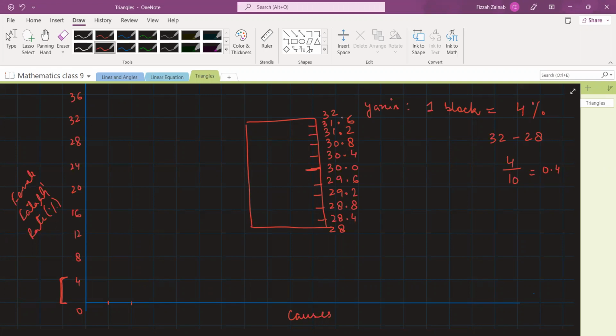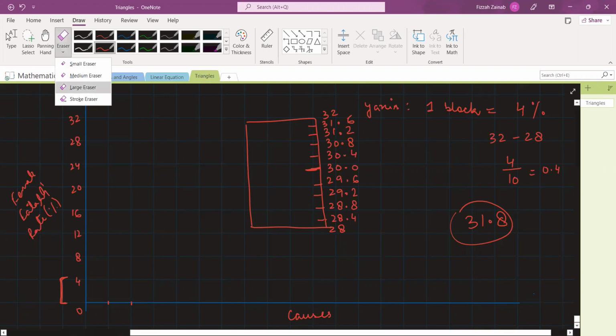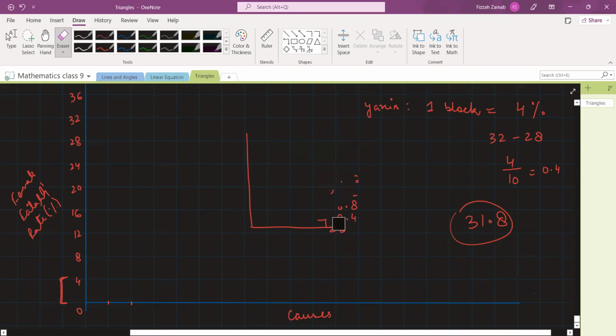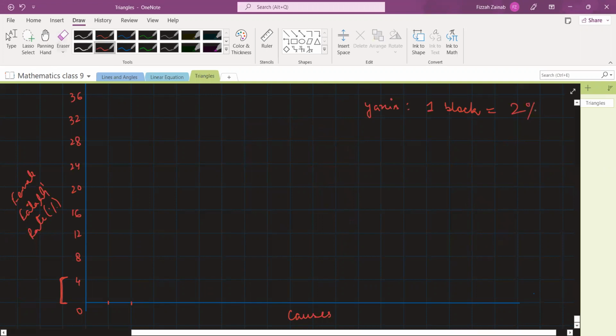Yes, ma'am. Okay. Now your value is 31.8. So again, it will be difficult to plot on this scale. 30.8 you can see, 31.6 you can see, then 31.8 exactly you are not able to see here, right? Yes, ma'am. So you can just reduce your scale. I think it will be more convenient. Just try to plot if you can take it 2%. That means if you are able to take this like this. Do you have this much space on your graph paper?